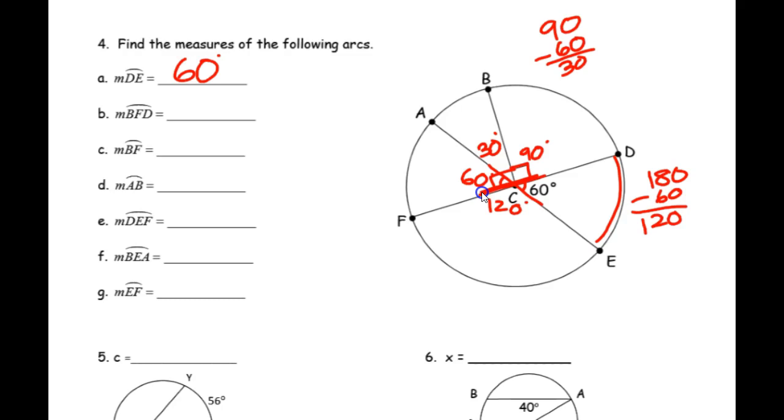BFD, now that's a long way around. It's from B along the edge to F, along the edge to D. That adds up 3 separate central angles, 30 plus 60 plus 120 plus 60. And that equals 270 when we add it all up.